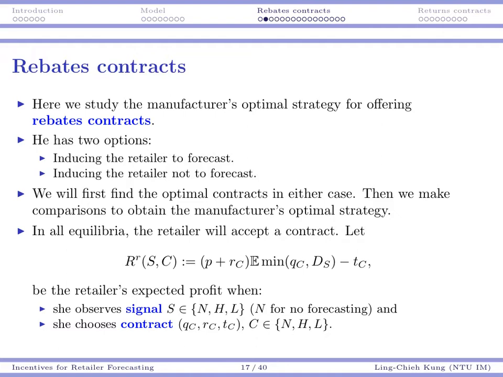In either case, the retailer is going to face a random demand with his choice of quantities. With this expected sales, the retailer may earn retail sales revenue and the rebate bonus, but the retailer needs to pay T_C as the payment to the manufacturer. Okay, in any case, this is the retailer's profit function.